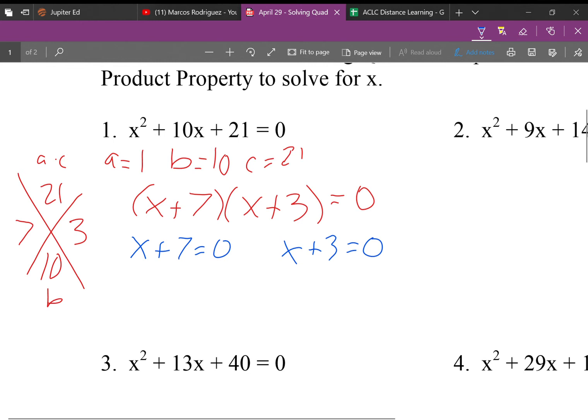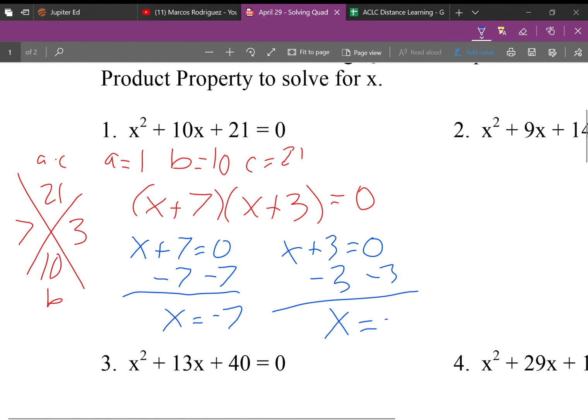Well, now they've done that, these are easy equations to solve. Subtract 7 from both sides. 0 minus 7 is negative 7. Over here, do the same thing. I'm going to subtract 3 since it's positive. Oops, let me clean that up. Subtract the 3 from both sides, and I get x equals negative 3 here.